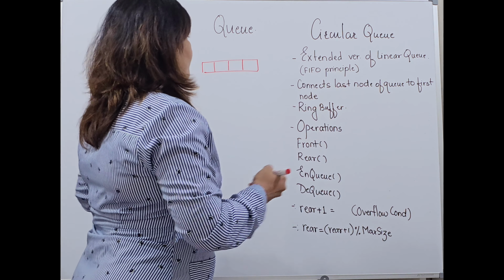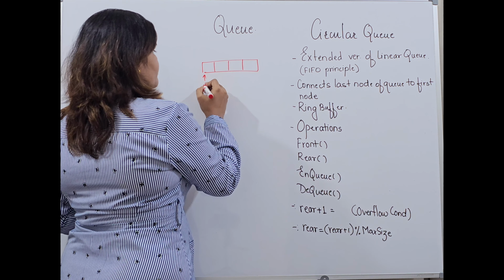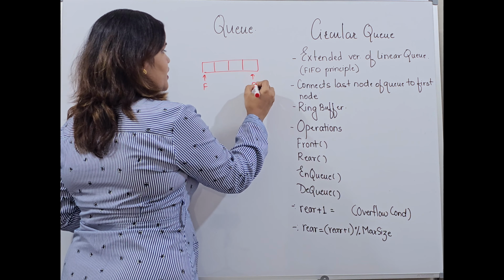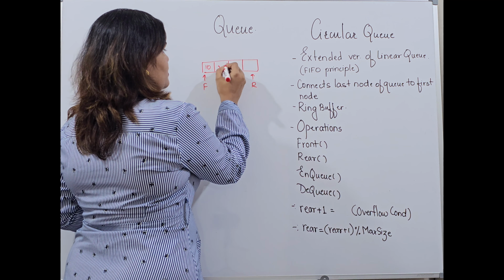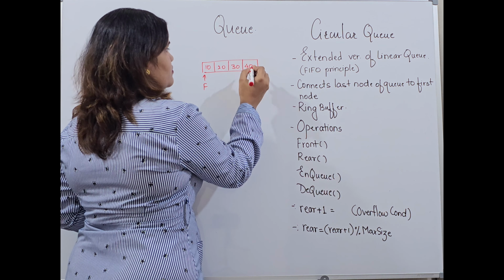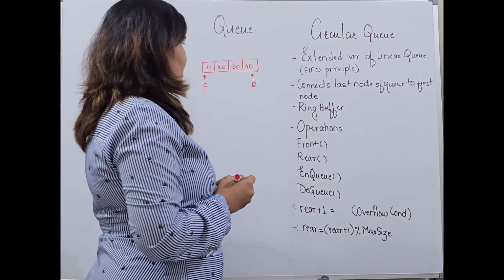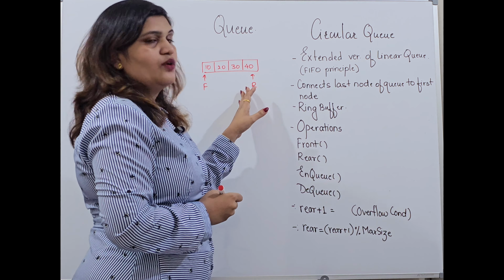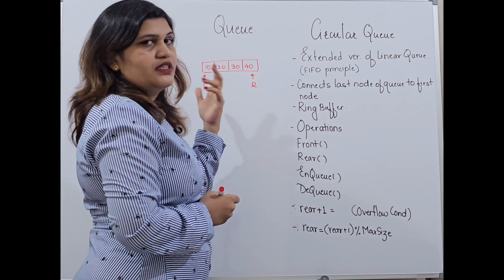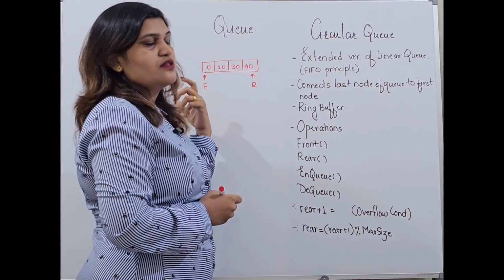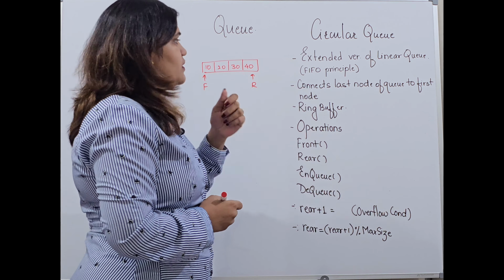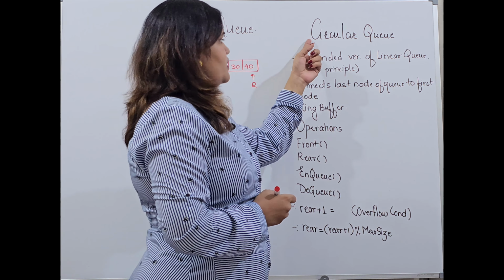So we know we had the concept of front and rear, and we had values inside this. When I was supposed to insert, my rear would increment and I would insert the element. If I want to delete, I'll increment my front and delete the element. So first in first out principle. So circular queue also follows a similar principle.